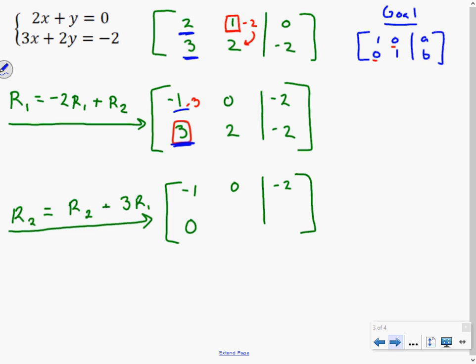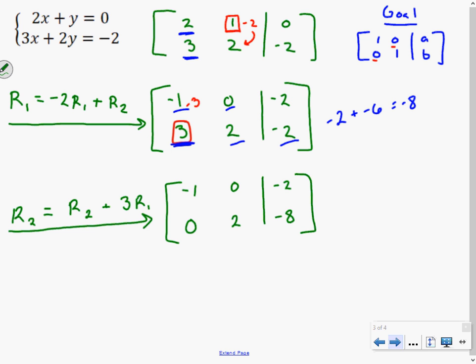So 3 plus 3 times -1 is going to give us 0, which is what our goal was. Then we're going to do 2 plus 3 times 0, so it's going to stay 2. All right, then we're doing -2 plus 3 times -2. If we do that, we really have -2 plus -6, which is going to give us a -8. And now we've got the zeros right where we want them.